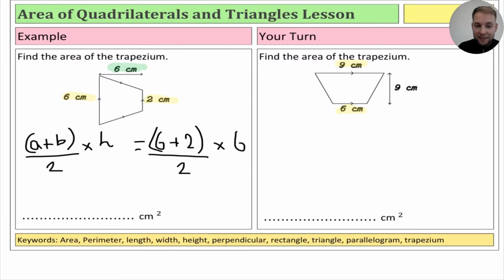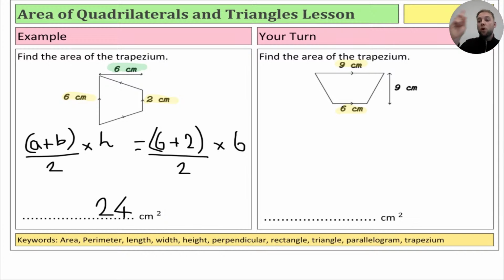4 times by 6 is going to be 6, 12, 18, 24. All those answers flying in. 24, brilliant. So that one there, 24 centimetres, brilliant.